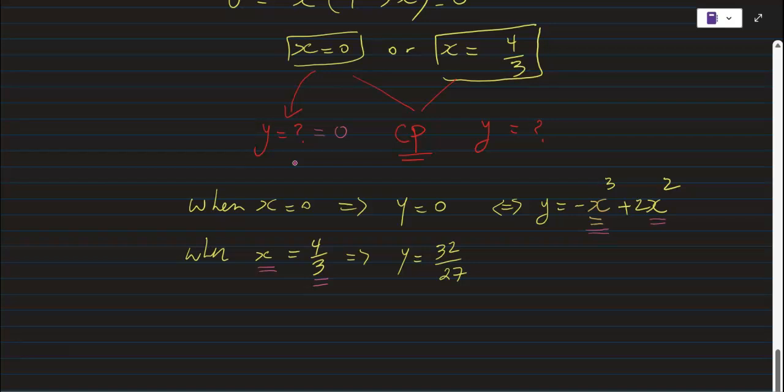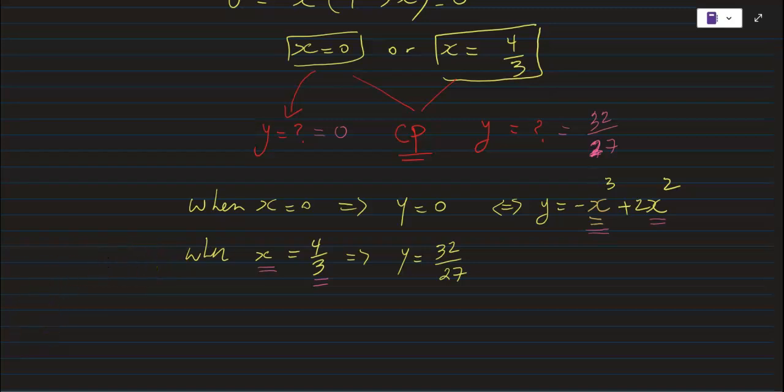Next one, x equal to 4/3. We plug it back into the function, and we find that y is 32/27. We just do direct substitution and do the math, and that's what you will get: 32/27. Okay, very good.